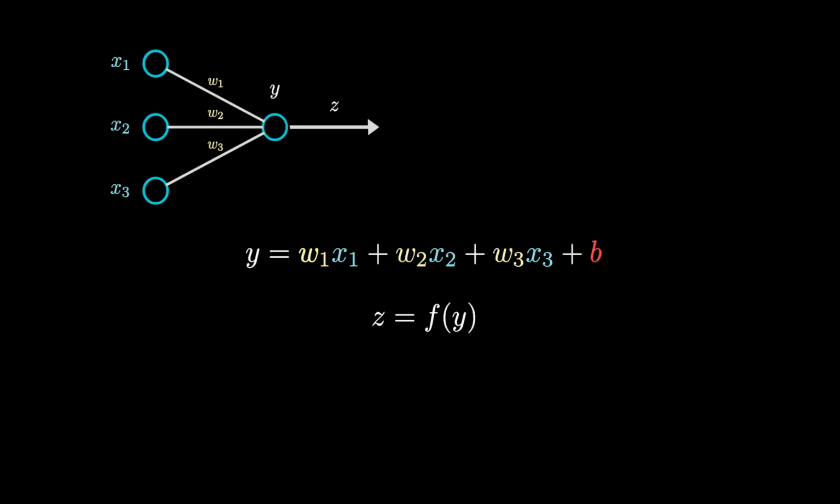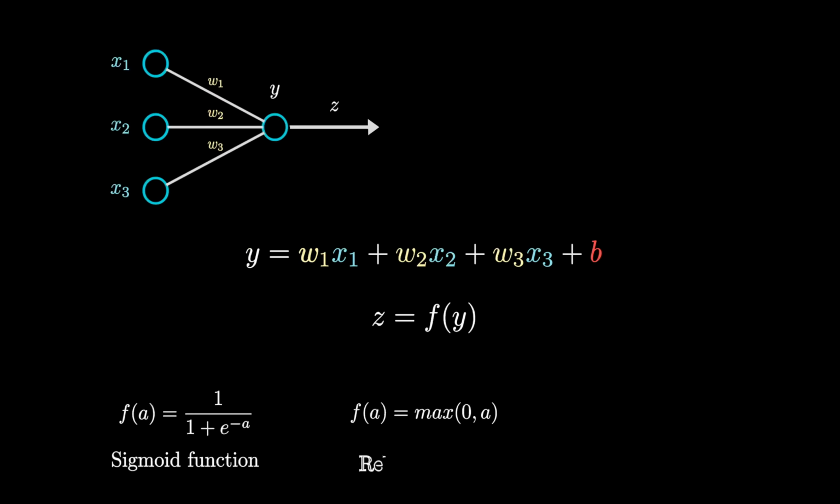Some common activation functions are the sigmoid function, ReLU, and the hyperbolic tangent. Each of these functions transform the neuron outputs in unique ways, helping the network learn diverse patterns and improve its predictions. In this video, we will use the sigmoid function as our activation.